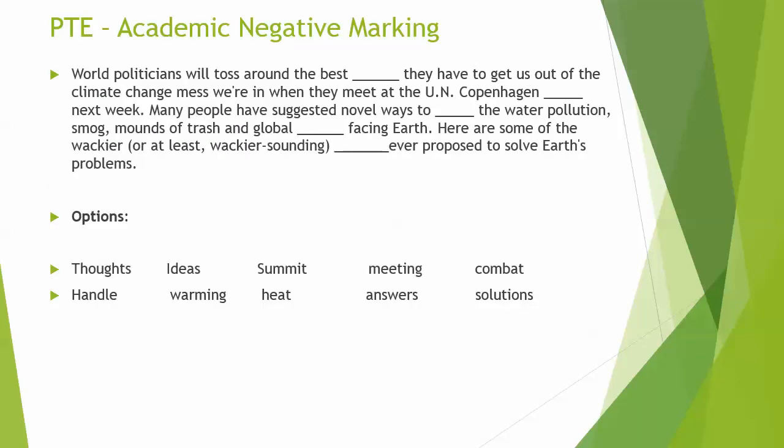This is an example of the fill in the blank. It says, world politicians will toss around the best, and the options are given there. They have to get us out of the climate change mess we are in when they meet at the UN Copenhagen summit. There's no need to look at the options; you can quickly realize it can be Copenhagen summit. The UN, right? United Nations always conducts summits, they don't do meetings. Many people have suggested novel ways to handle or combat. This is the option you can think of in your mind. So that's the one sample passage given. On the next screen, I can show you the right options.